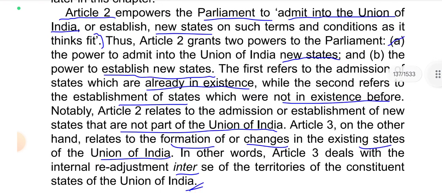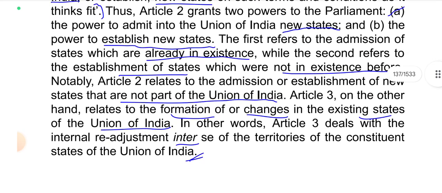Article 2 empowers the Parliament to admit into the Union of India or establish new states on such terms and conditions as it thinks fit. Thus, Article 2 grants two powers to the Parliament: the power to admit into the Union of India new states and the power to establish new states. The first refers to the admission of states which are already in existence, while the second refers to the establishment of states which were not in existence before. Notably, Article 2 relates to the admission or establishment of new states that are not part of the Union of India.